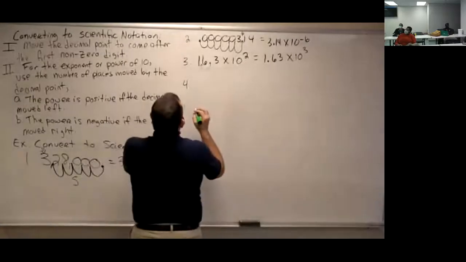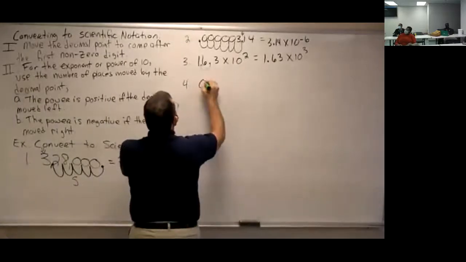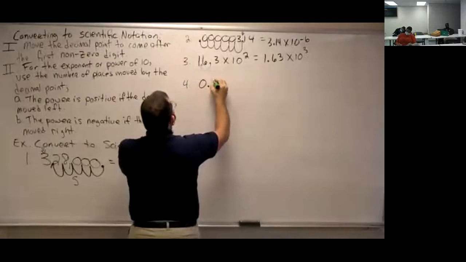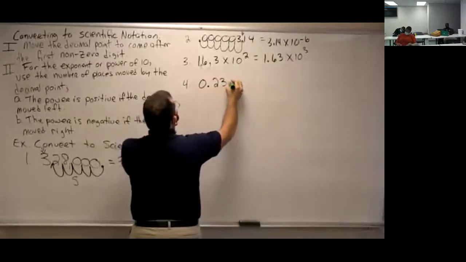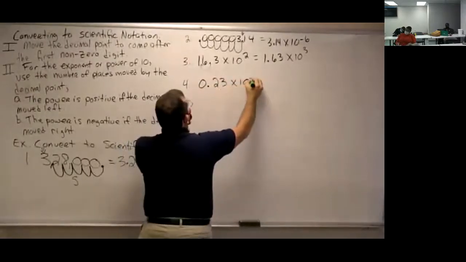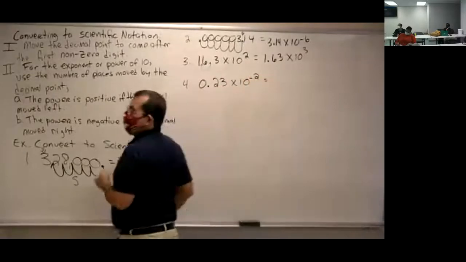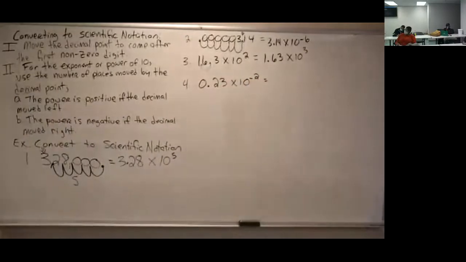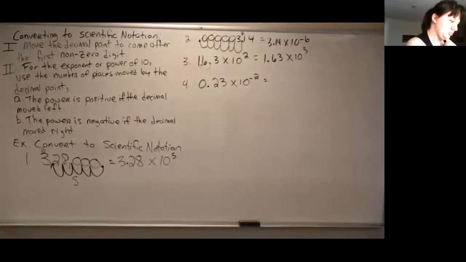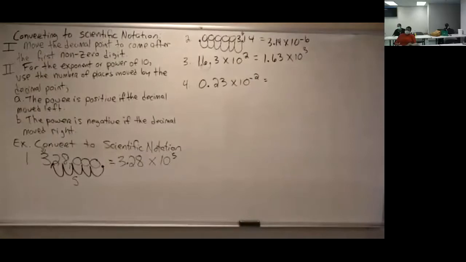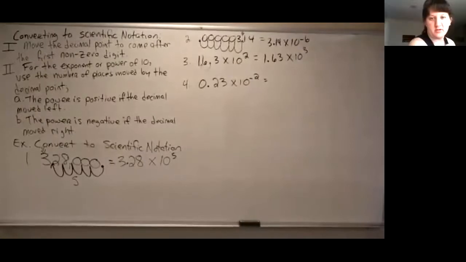All right, let's see. So let's do one with negatives. 0.23 times 10 to the negative second. Is that one in scientific notation? No, because of what? The 0.23 is bigger than 9.